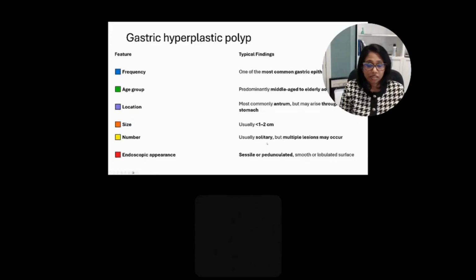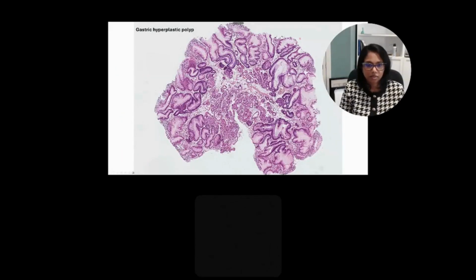And they usually are solitary, but multiple lesions can occur. They tend to be sessile or pedunculated. Certainly the larger ones are pedunculated. And this is another common garden, as it were, gastric hyperplastic polyp, where there's surface erosion. It's not that inflamed. Despite its very reactive appearance, it's akin to an inflammatory polyp in the colon, I suppose. And there's not too much inflammation within the lamina propria.